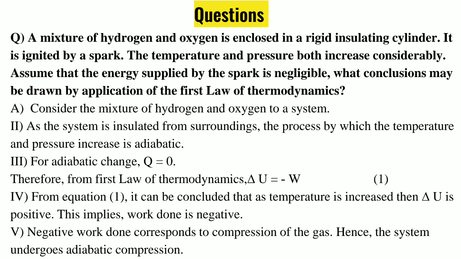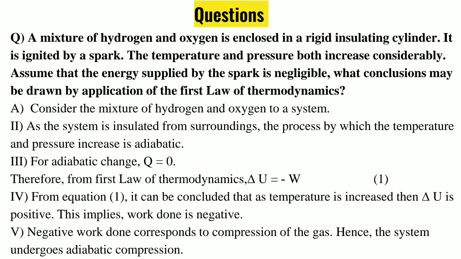So the first law of thermodynamics, we know. What is the formula? Q is equal to delta U plus W. But over here Q is equal to 0. So W is taken to the other side. So what will we get? Delta U is equal to minus W.